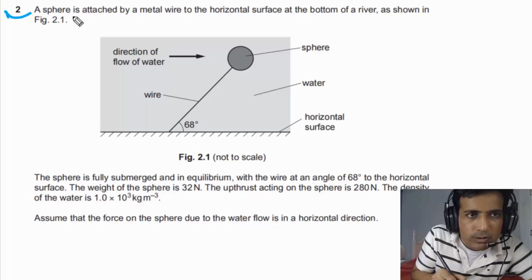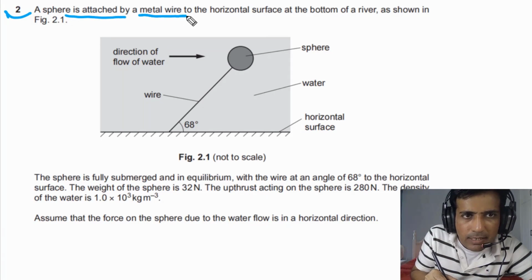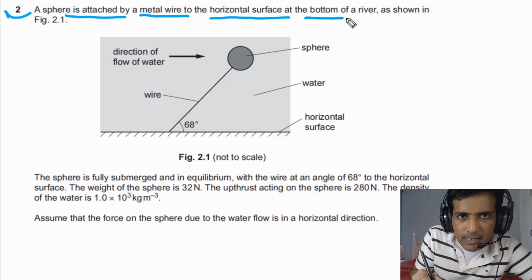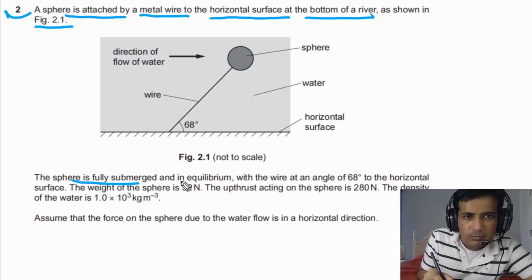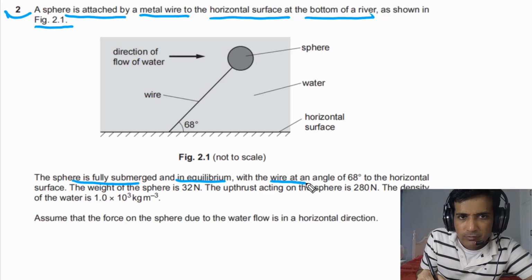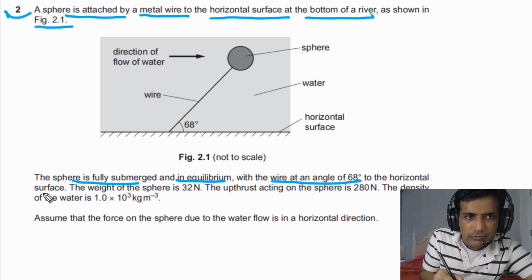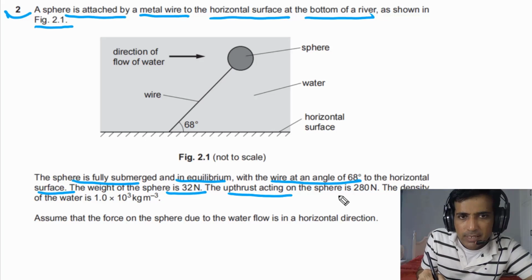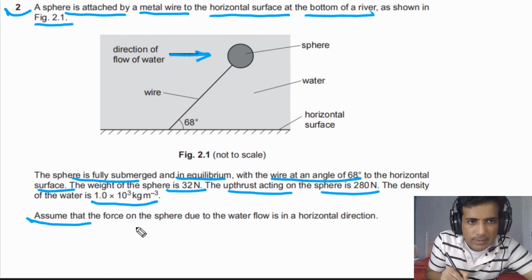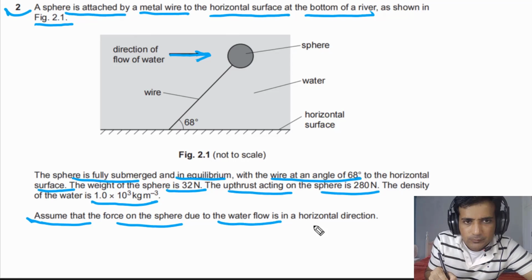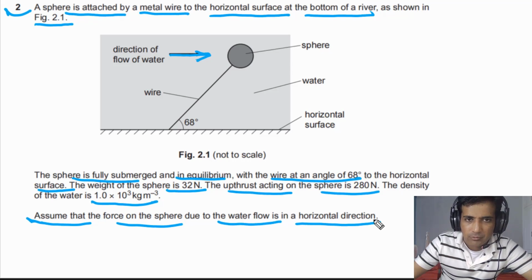For question number 2, it is given to us that a sphere is attached by a metal wire to the horizontal surface at the bottom of a river, as shown in figure 2.1. The sphere is fully submerged and in equilibrium, with the wire at an angle of 68 degrees to the horizontal surface. The weight of the sphere is 32 newtons. Upthrust acting on the sphere is 280 newtons. The density of the water is given. For this question, we can also assume that the force on the sphere due to the water flow is in the horizontal direction only. Let's move on to the second part.